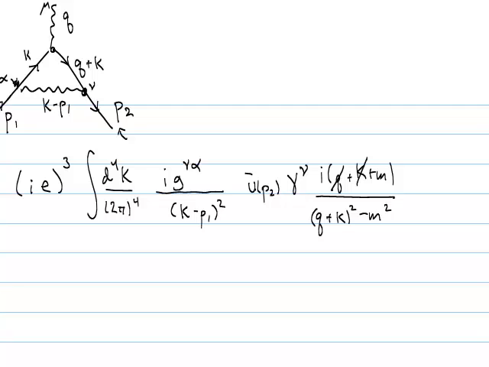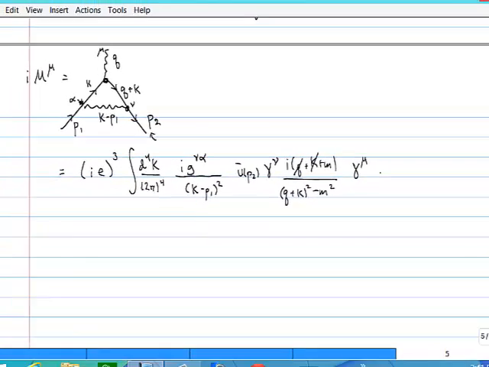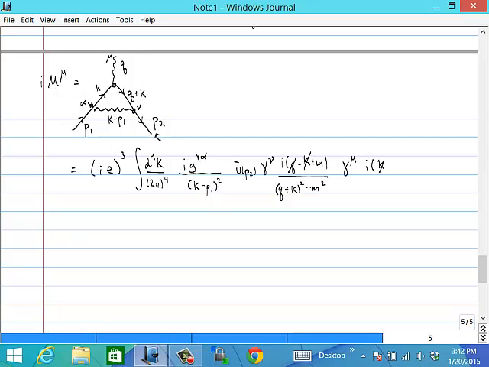And then we get a gamma mu coming from this vertex. And then we get another electron propagator from the electron with momentum k. So that's i (k slash plus m) over k squared minus m squared, times u of p1.